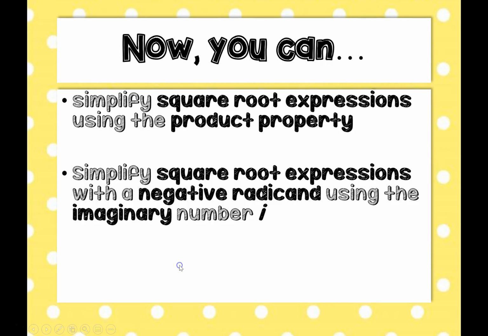Okay, so with that, now you can simplify square root expressions using the product property. You can use the tree if you'd like, but the product property is going to save you several steps and possibly some mistakes. And you can also simplify square root expressions when there's a negative radicand by using that imaginary number i. Go ahead and try the practice problems for us to talk about in class.